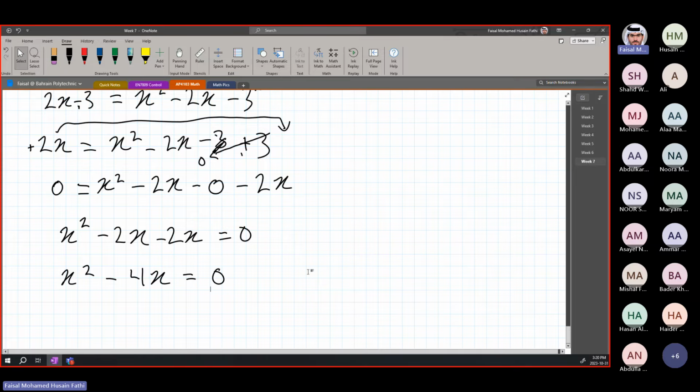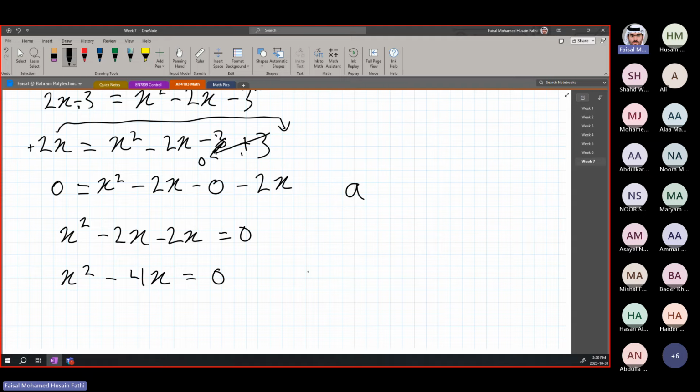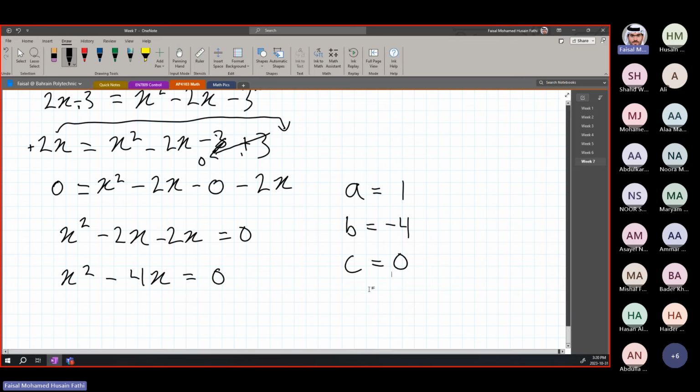Okay? So now to solve, what is our A? It's equal to 1. What is our B? It's equal to -4. And what is our C? 0. We don't have a C value. So it's equal to 0. Okay?